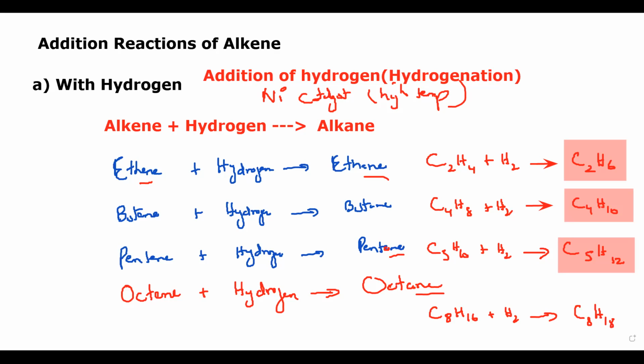Is it clear that the first reaction of alkene, the addition reaction, when it reacts with hydrogen, will result in the formation of alkane? Any doubt till this point?